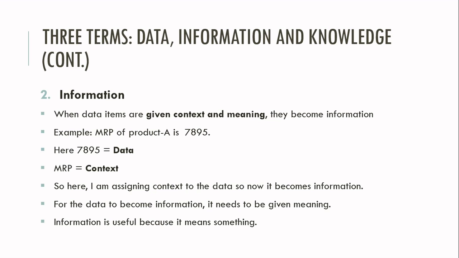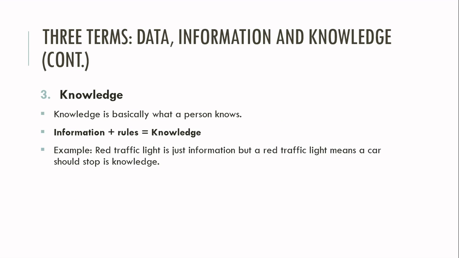Now let's move on to our third term. The third term is knowledge. So the definition of knowledge is basically what a person knows, or we can say that information plus rules equals knowledge. Let's take one example.